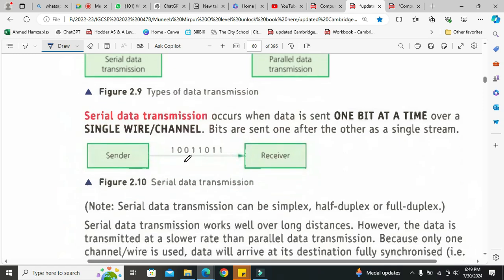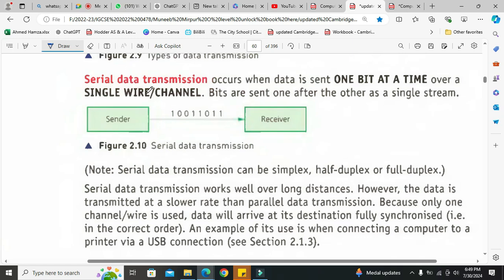So now in serial data transmission, look here, here is a sender computer, here is the receiver computer, and we are using a single channel. This is called a single line, known as a single channel, and we have to transmit the data on this channel only one bit at a time.